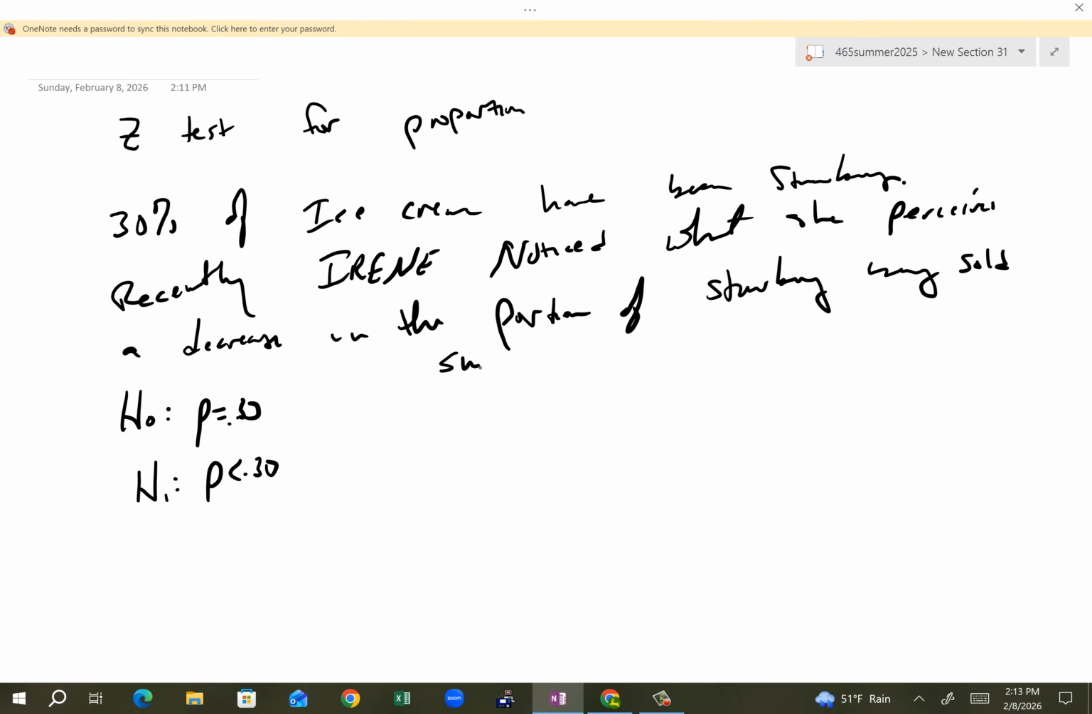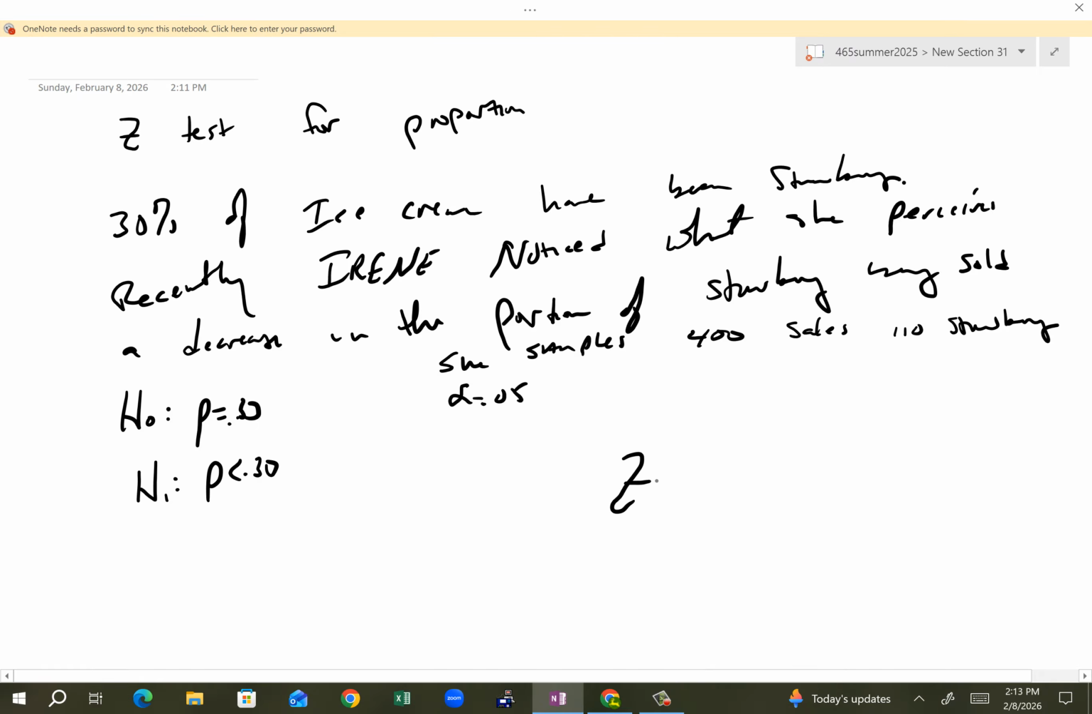So she samples 400 sales. You know what I'm saying? Welcome into Irene's ice cream shop. What do you want? I want chocolate. I want vanilla, etc. Okay. And she finds out that 110 got strawberry. And then, of course, alpha is 0.05.